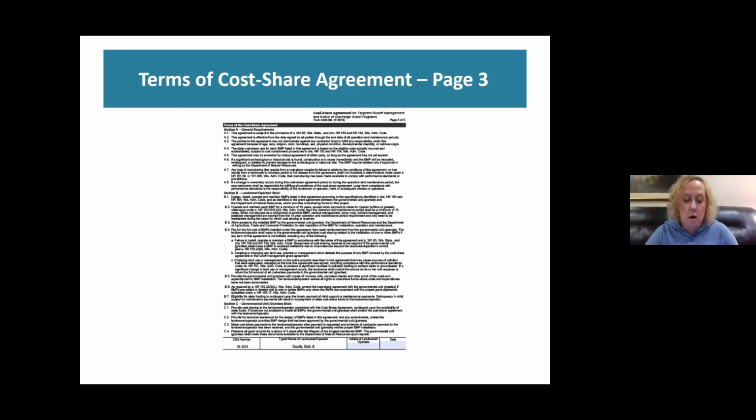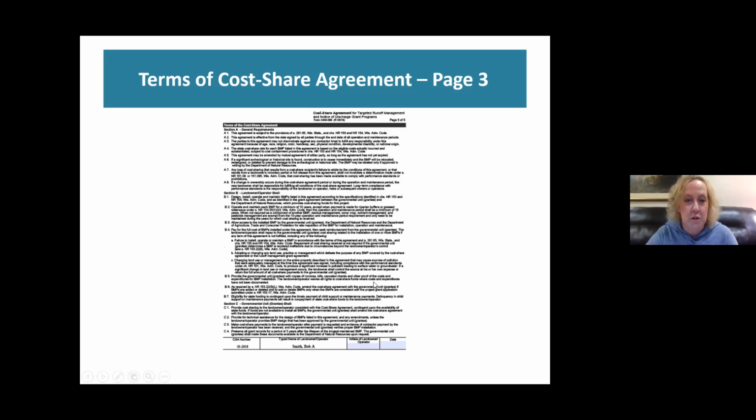All right, so getting to the fine print, and boy, did we make it fine on this slide. But page 3 of the cost share agreement is the terms of that agreement. And we're not going to go through the minutia of this, mainly because you can't even really read it on this slide. But long story short, it's really important for you to walk through these terms and conditions with the landowner or operator prior to them signing the agreement.